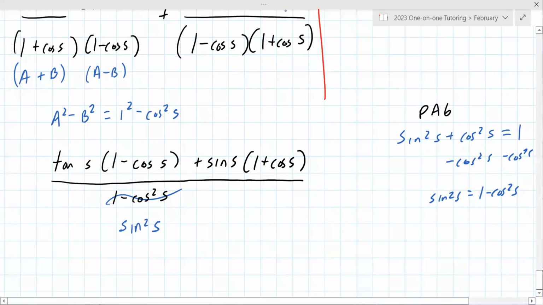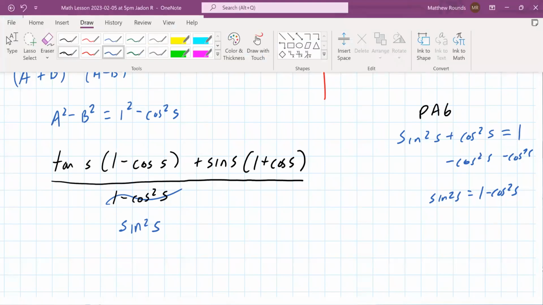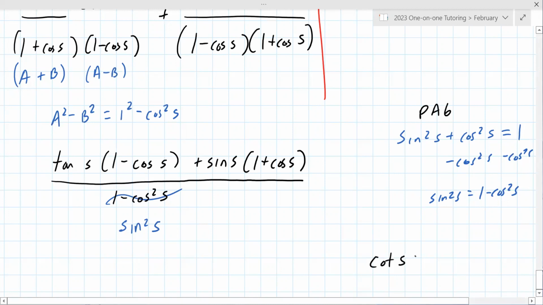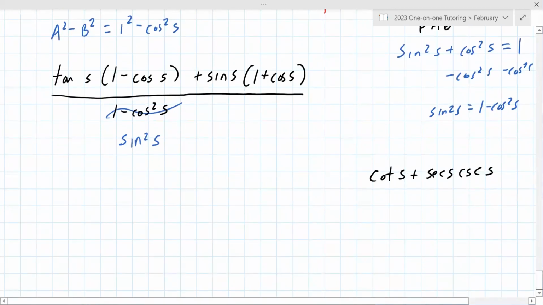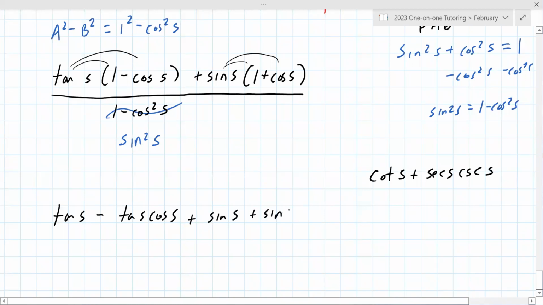All right, but we still have a long way to go. Our answer is not very simple. Remember, our answer is cotangent s plus secant s cosecant s. So what to do from here? I'm tempted to multiply in, sine s times both of these, tangent s times both of these. So it would be tangent s minus tangent s cosine s plus sine s sine s cosine s, all over sine squared s.